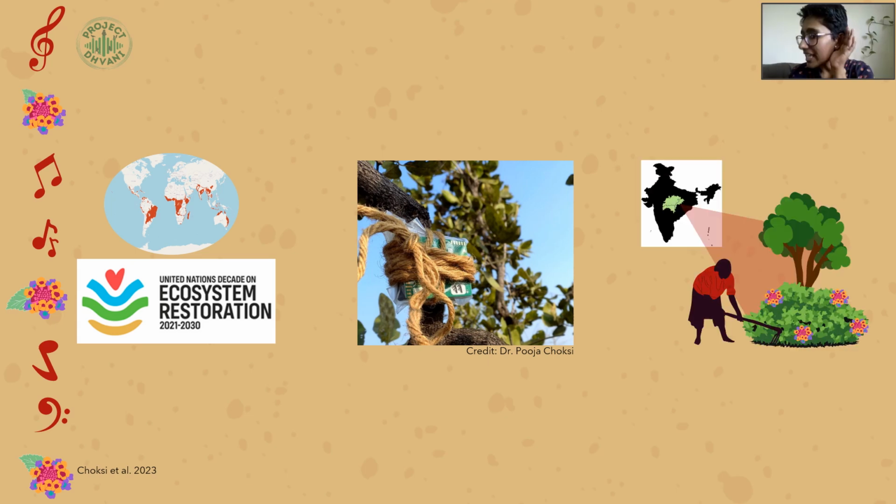So, we eavesdropped on the soundscapes of a tropical dry forest in central India, where restoration has been carried out through the removal of an invasive shrub, Lantana camara, to provide better access to forest resources for the local people.